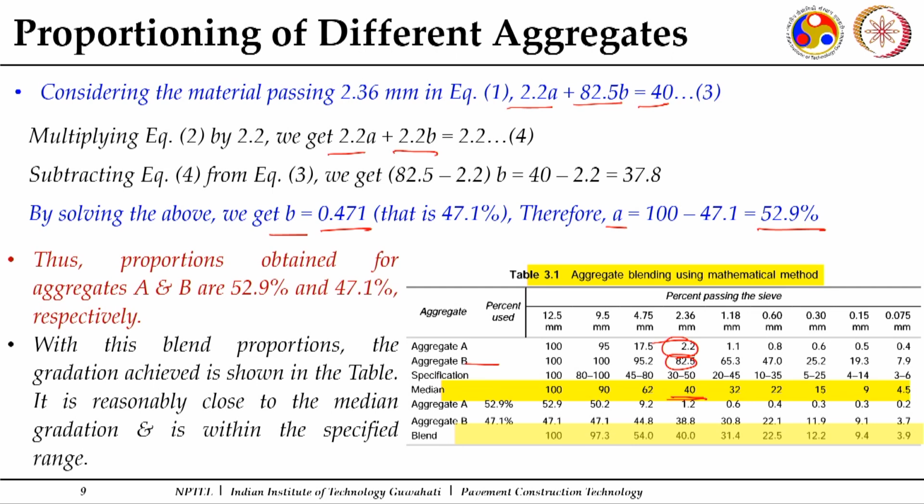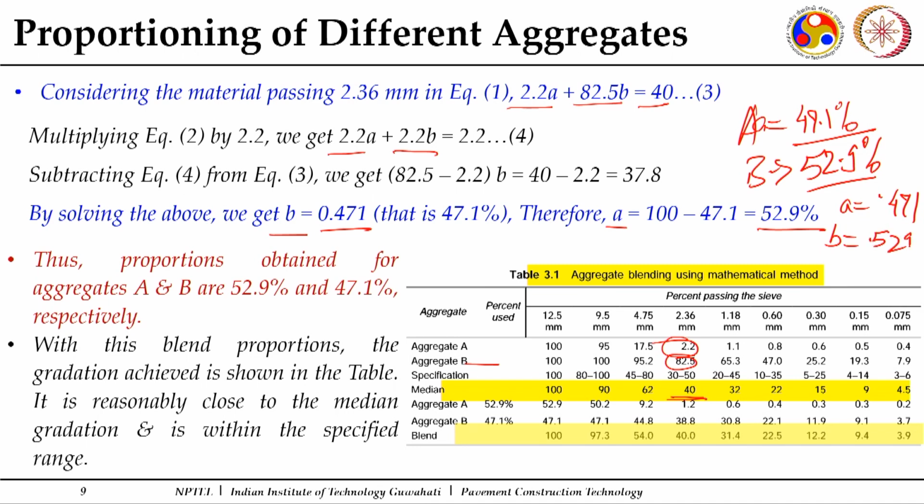So, this gives me the first trial proportion which I can work out. So, the first trial which came out to me is I can use 47.1% of A material and I can use 52.9% of B material. This is a combination. So, the proportion is to be mentioned in fraction, as it is shown here, A is 0.471, B is 0.529. Now, with this I will try to see what happens at the other sieve sizes also, whether I am able to get the materials within the range.